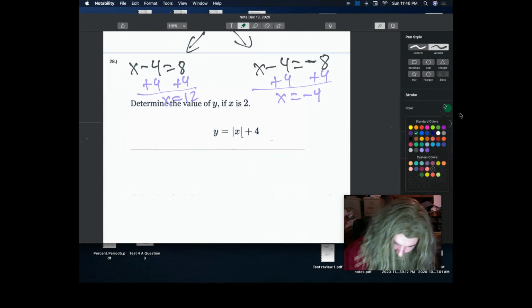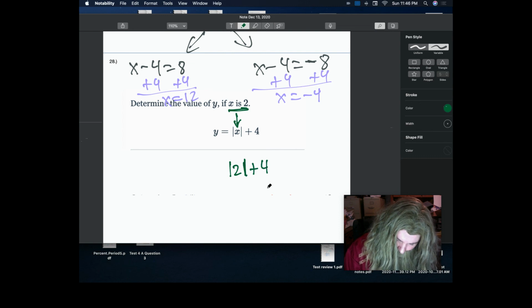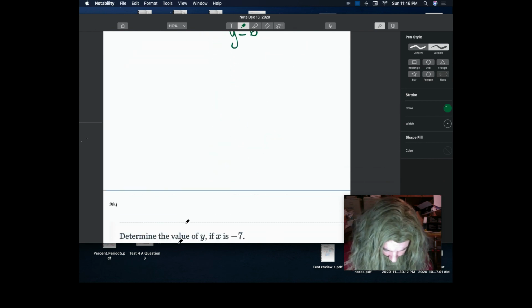Next. We are going to say x is 2. We will substitute in x is 2, and we will have the absolute value of 2 plus 4. We know absolute value is positive, so it will be 2 plus 4, which is 6. And hence y is 6. There is our answer. We are ready to move on.